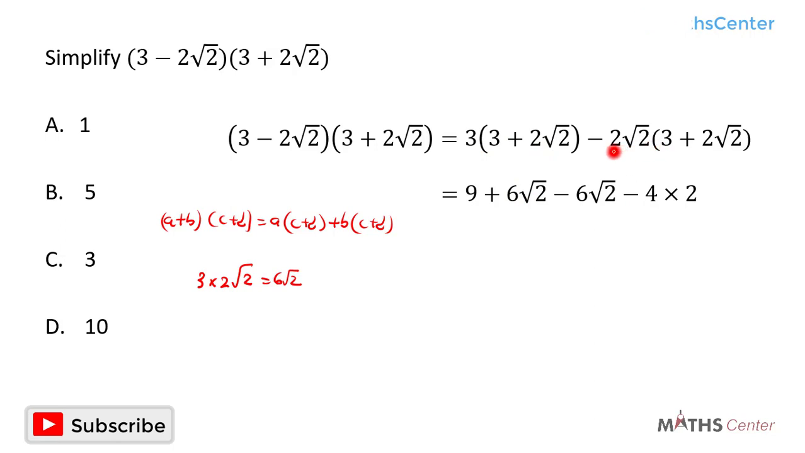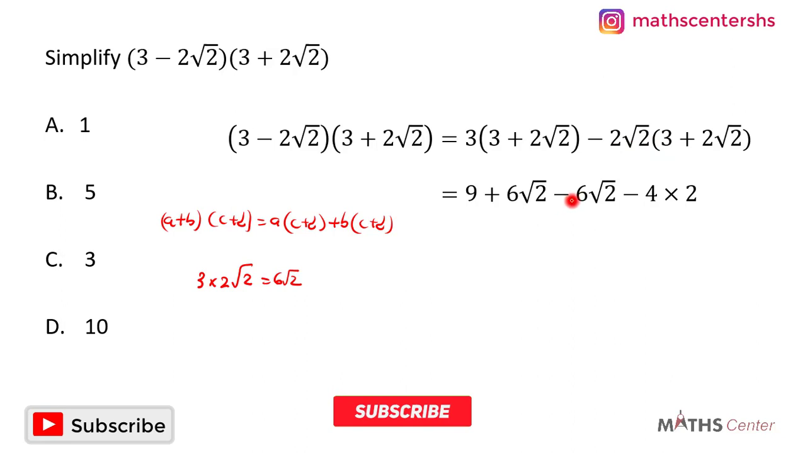Let's come to the second one. Negative 2 root 2 times 3 will give us negative 6 root 2. Once again, we have negative 2 root 2 times 3. So we have negative 2 times 3, which will give us negative 6. We have the root 2 here, so we have negative 6 root 2.